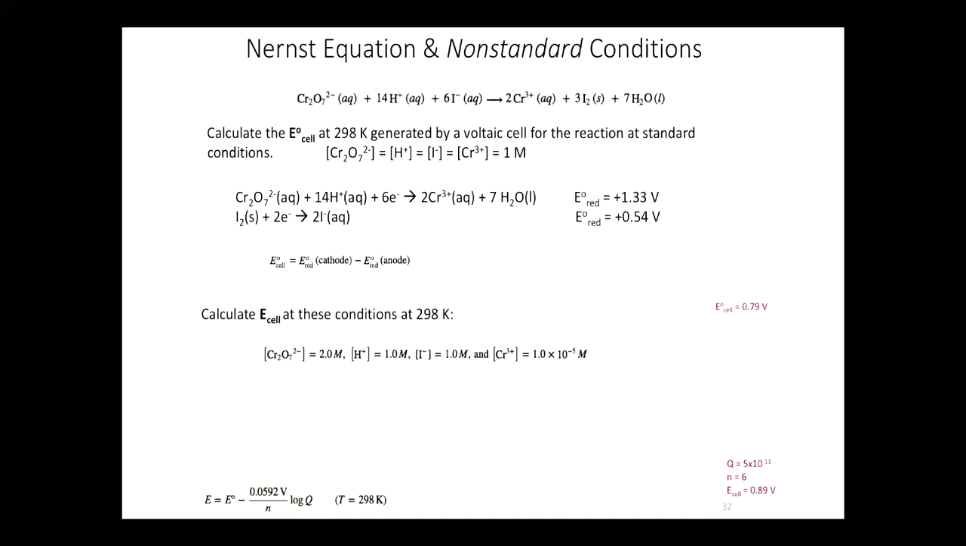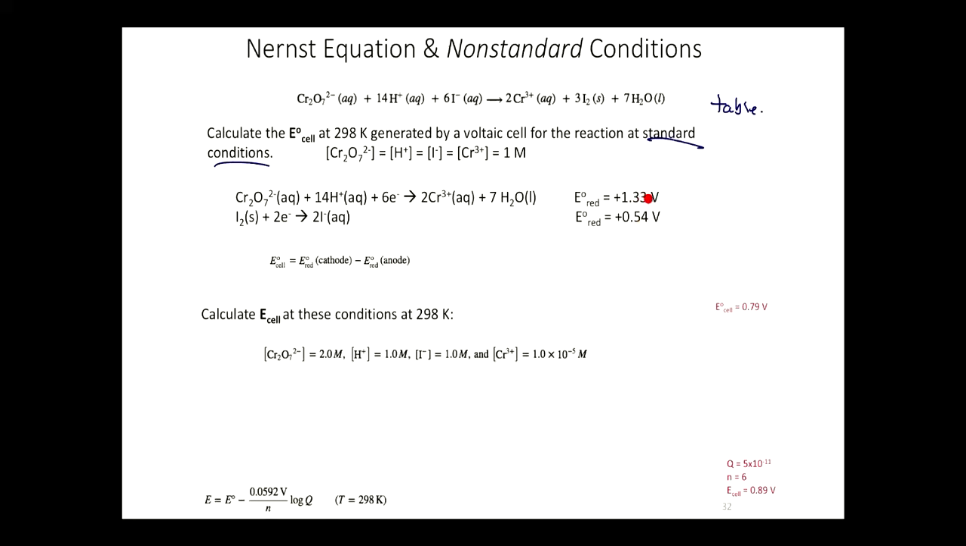So here, let's calculate the cell potential generated by this voltaic cell for this reaction at standard conditions. Since we're at standard conditions, we don't need to do the Nernst equation. Standard conditions just means use the table values, right? At standard conditions, all of these things are 1 molarity. So we simply need to identify what our cathode is, what our anode is, and do cathode minus anode.